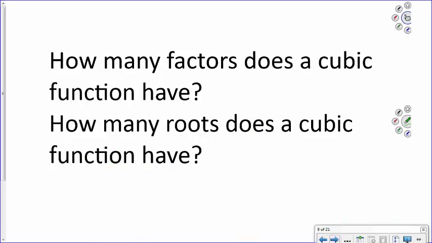So how many factors does a cubic function have? Well, it should have 3, right? Sometimes they could be 2 complex conjugate roots if it only crosses the x-axis once, but there should be 3. And how many roots would that mean? Well, there are 3 factors. That means there's got to be 3 roots as well.